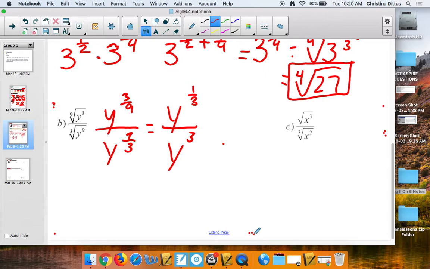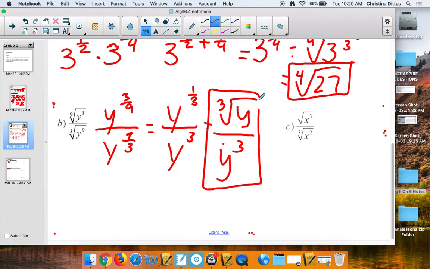What's nice about my fraction is that there's no square root, so we don't have to rationalize. Yay! Isn't that exciting? Let's fix our top though. I don't want to leave it as 1/3. What should I change it into? Yeah, I got you. Third root of y, and then leave your bottom. Questions on B?